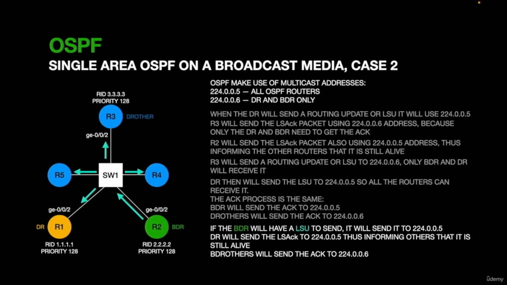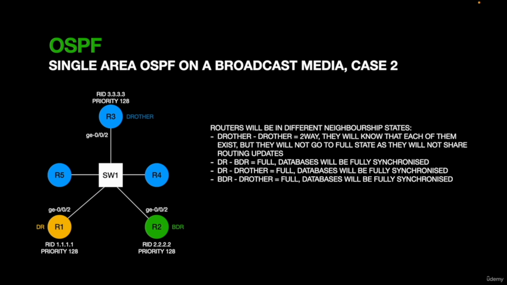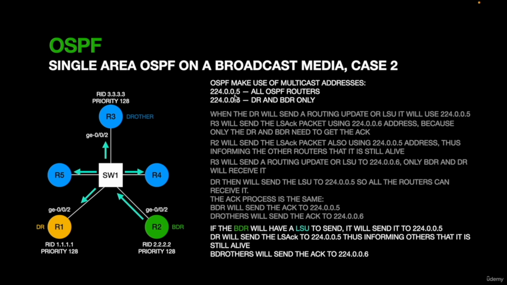The designated router will send the link state acknowledgement to the all OSPF routers address, and thus it will inform others that it is still alive, and the others will also send the acknowledgement to the DR and BDR only. Why do we need this mechanism? Why can't all the routers just send their updates using 224.0.0.5, which is all SPF routers?